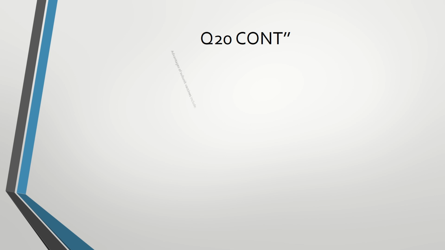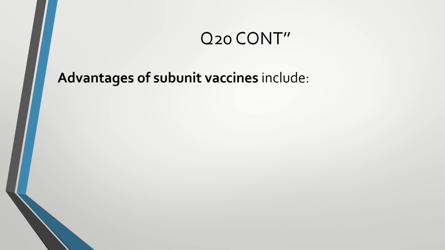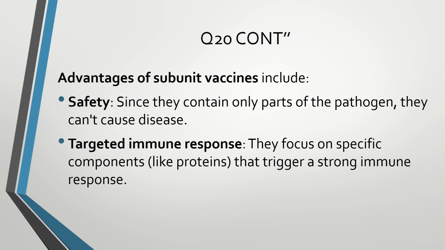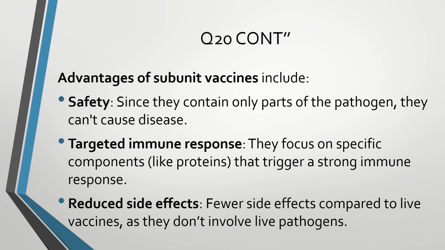Let's go to the advantages of subunit vaccine. The first is safety. Since they contain only part of the pathogen, they cannot cause the disease. That's where its safety comes from. Another is targeted immune response. They focus on a specific component like a protein that triggers a strong immune response. Another is reduced side effects. There are fewer side effects compared to live virus, as they do not involve live pathogen.